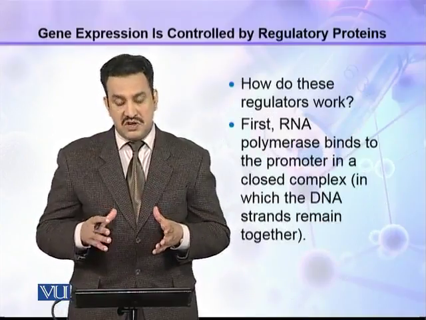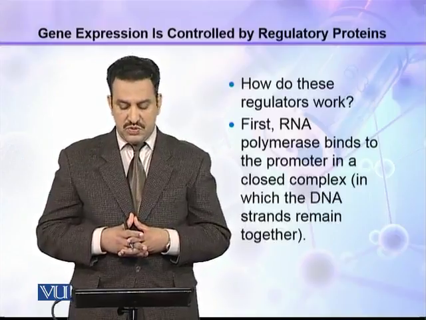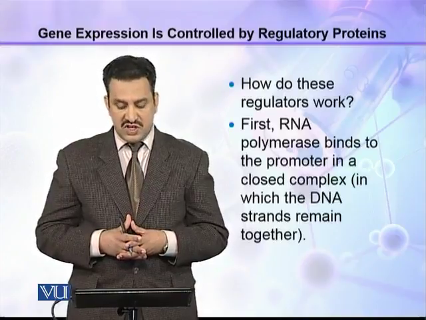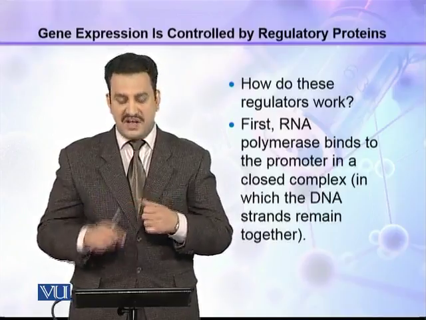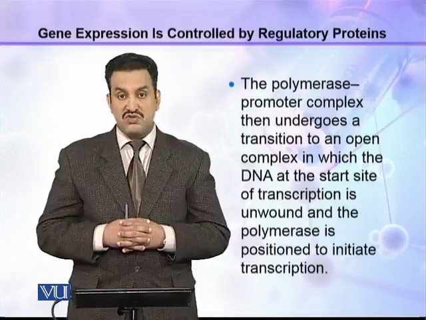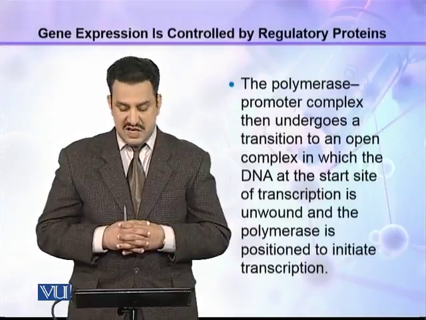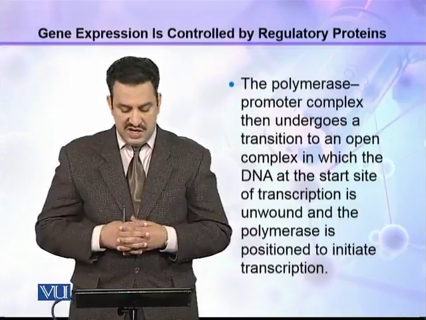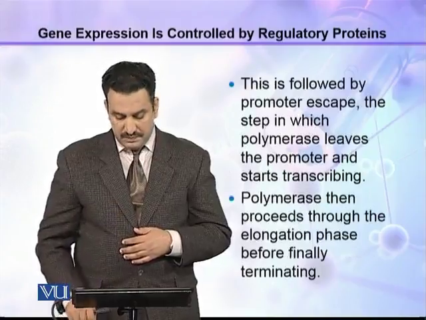How do these regulators work? First, RNA polymerase binds to the promoter in a closed complex in which the DNA strands remain together. That is, they are in the form of a duplex. The polymerase promoter complex then undergoes a transition to an open complex in which the DNA at the start site of transcription is unwound and the polymerase is positioned to initiate transcription.